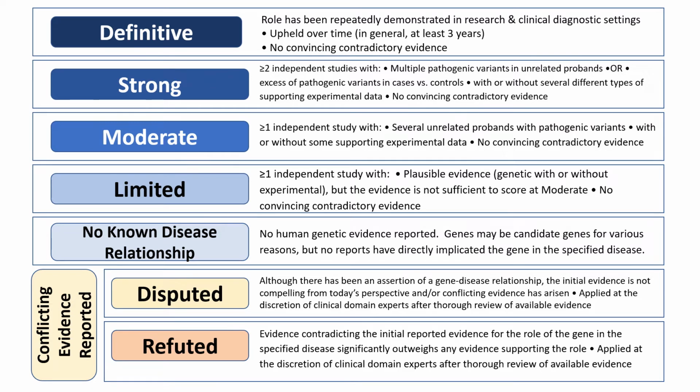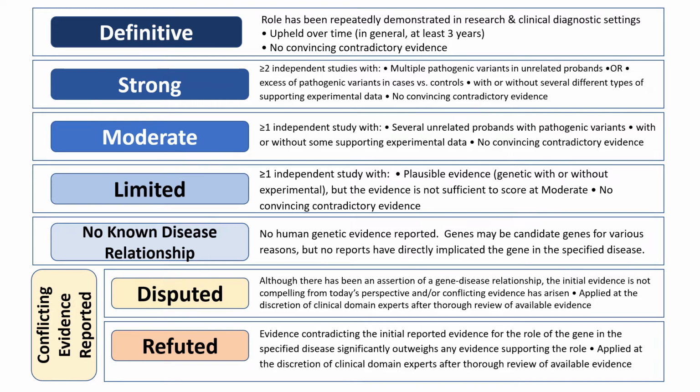If a gene-disease pair has considerable evidence available but has been newly discovered, so within the last 3 years, it will be classified as strong. Once more time has passed and no contradictory evidence has emerged, then the classification can be moved up to definitive. Moderate and limited gene-disease classifications have less compelling evidence, respectively.